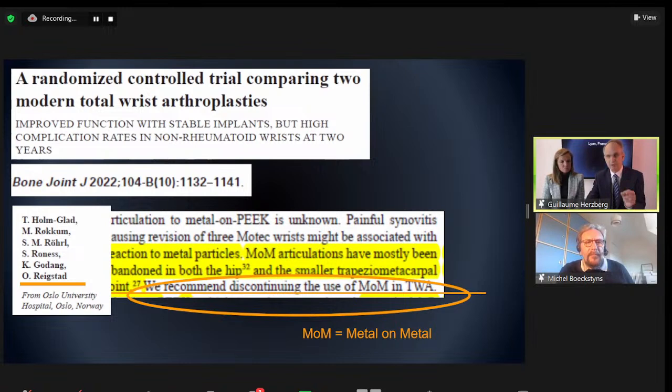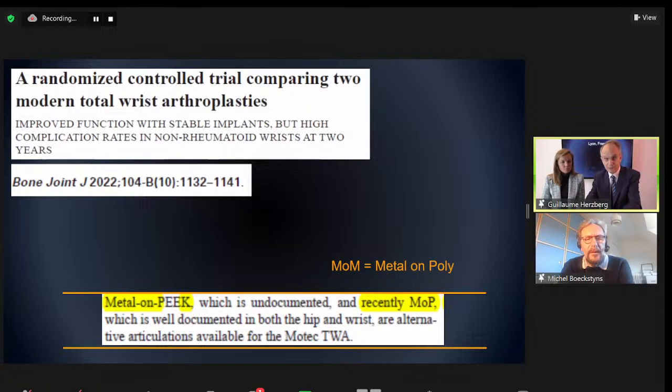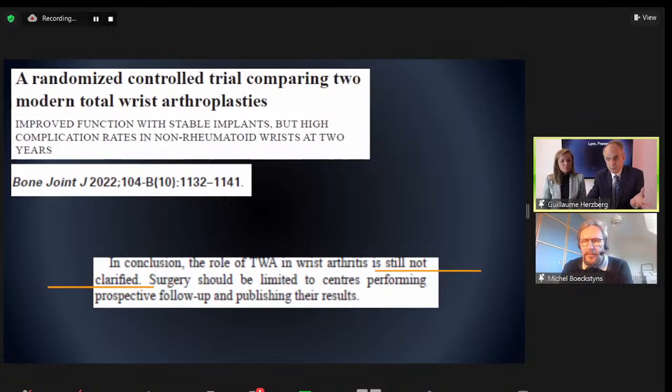We recommend discontinuing the use of metal-on-metal in TWA, which means discontinuing the MODTEC unless you go back to the PEEK or go back to the metal on poly. So he should be commended to be so honest in his report. It's very important, and he asks more questions than he gives answers. So he should be really commended.